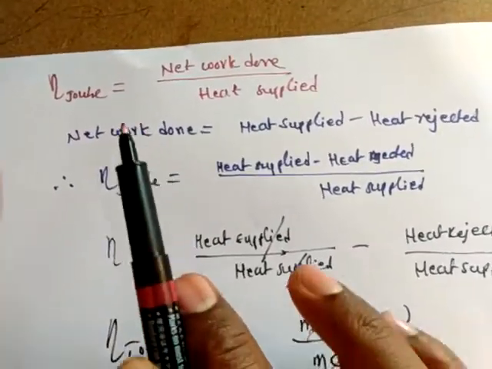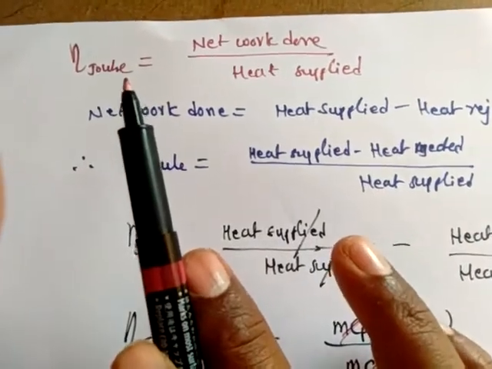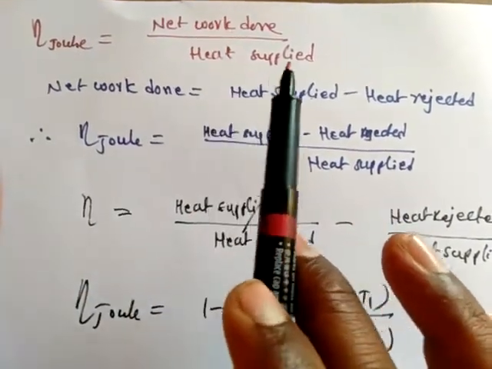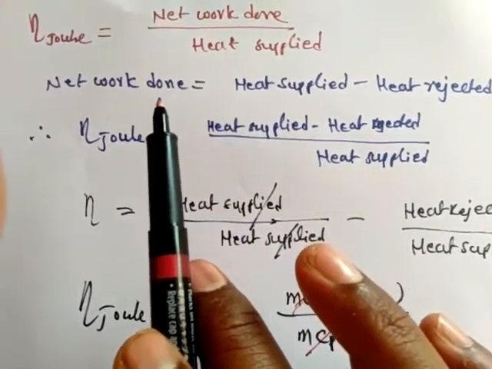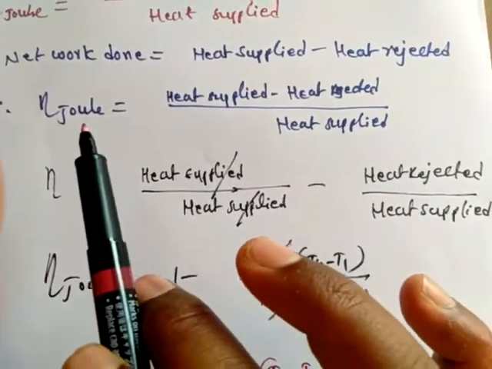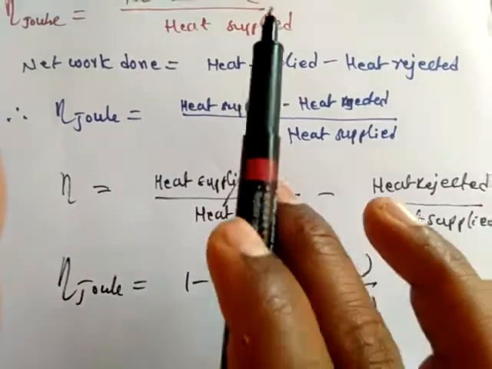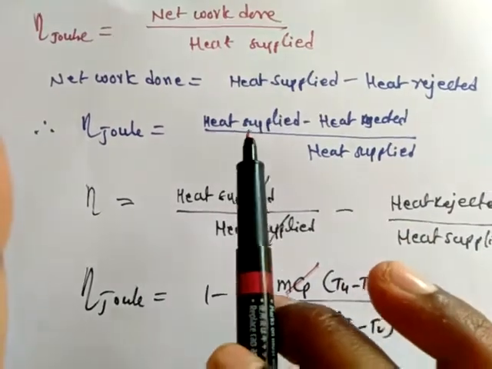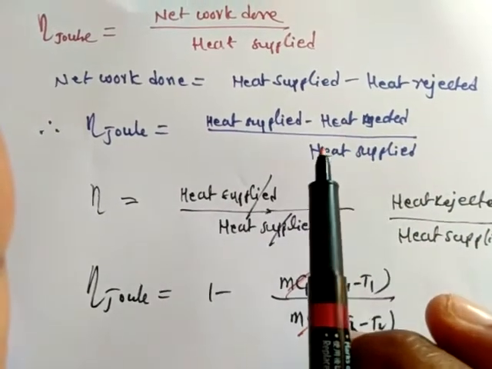Third slide, this is our third slide. Already we know that the general formula for the thermal efficiency of any cycle is equal to net work done divided by heat supplied. Net work done is equal to heat supplied minus heat rejected. So the net thermal efficiency of the Joule cycle is equal to, in place of net work done, substitute this one: heat supplied minus heat rejected, divided by heat supplied.